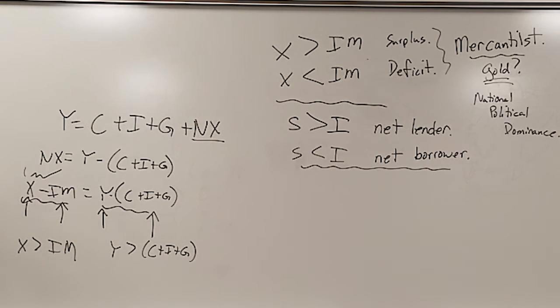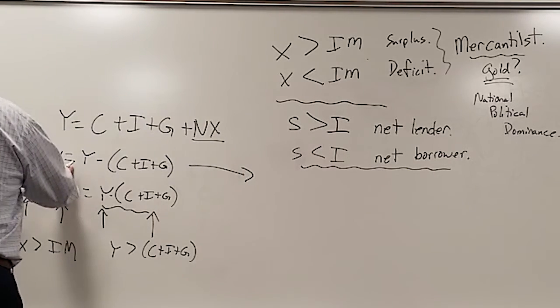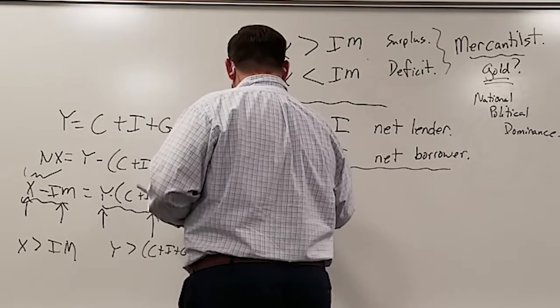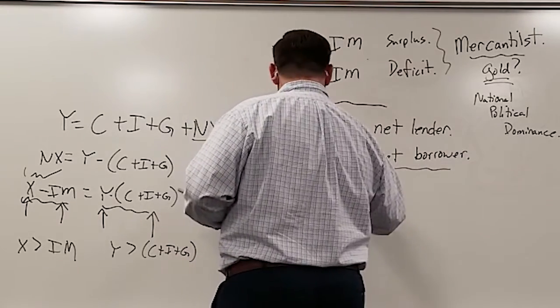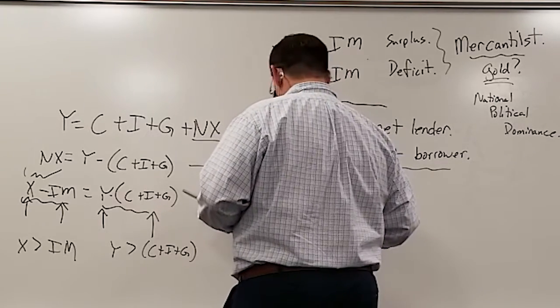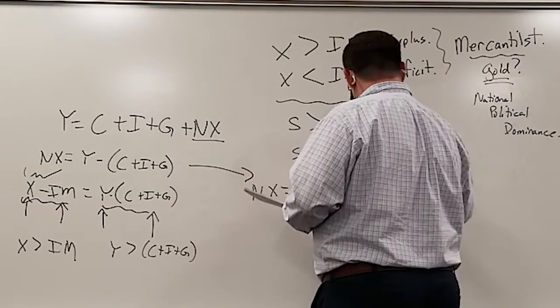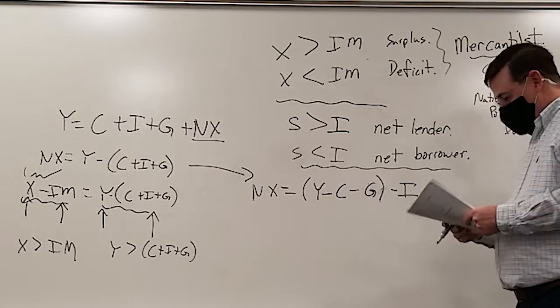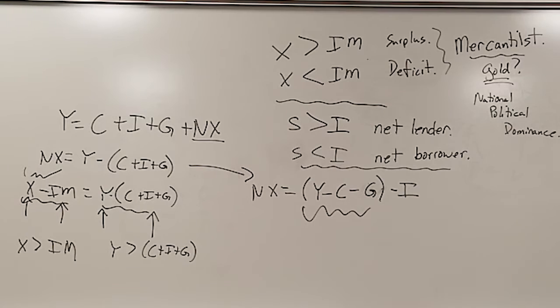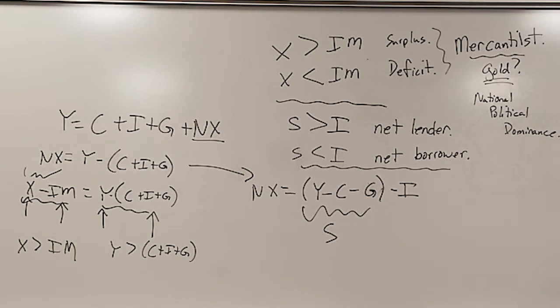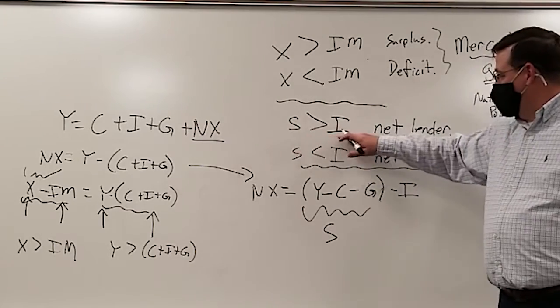To go a little bit further with this, taking this equation, we can rework it to say that net exports are equal to Y minus C minus G minus I. This term, you will recall, is savings. Output minus consumption minus government spending is savings within the economy. And so here's where we get this relationship between savings and investment.